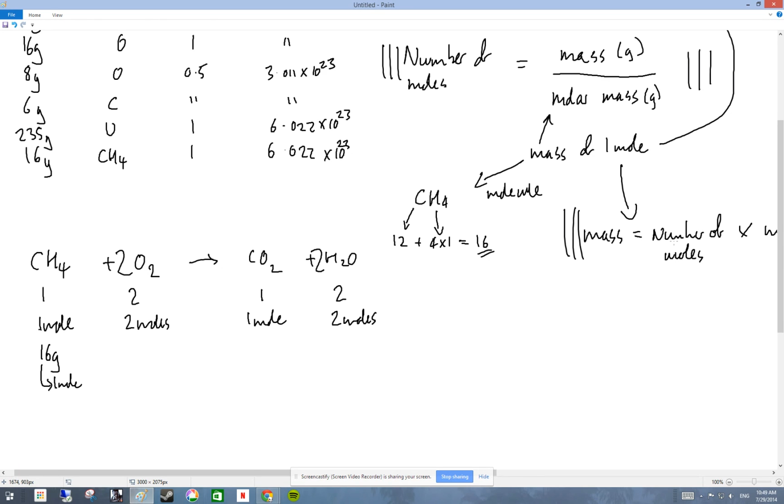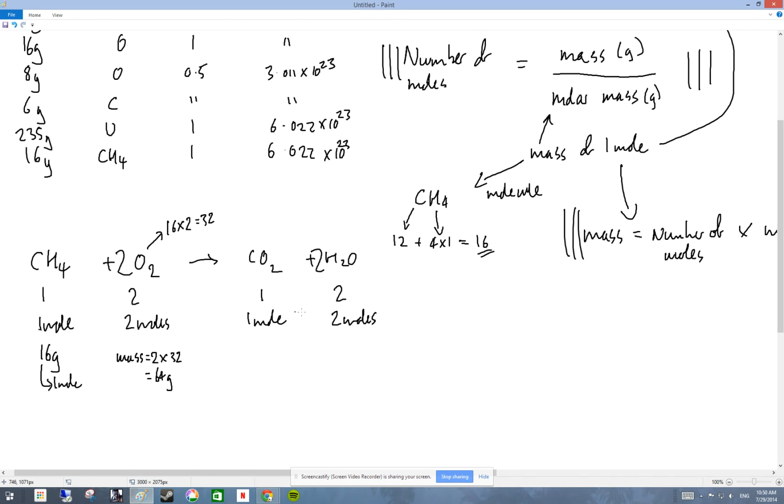That's mass equals the number of moles. So here the number of moles is 2 times by the molar mass of oxygen. Now the molar mass of oxygen is O2. It's going to be based on O2, so that is 16 times 2, which is 32. So 2 times 32 is 64. So if I'm going to burn 16 grams of methane, I actually need 64 grams of oxygen to do it.